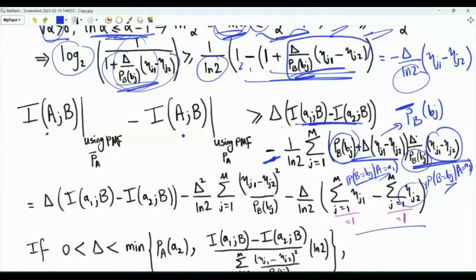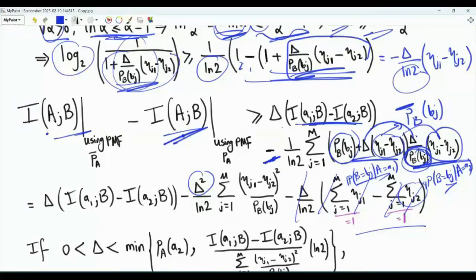So the surviving term is minus 1 over ln 2, and then we have delta times delta, that's delta squared, and then we have this bracket times another copy of itself, so that's eta j1 minus eta j2 squared, and let's not forget this term here in the denominator. It's a positive probability. We have a lower bound on this difference.